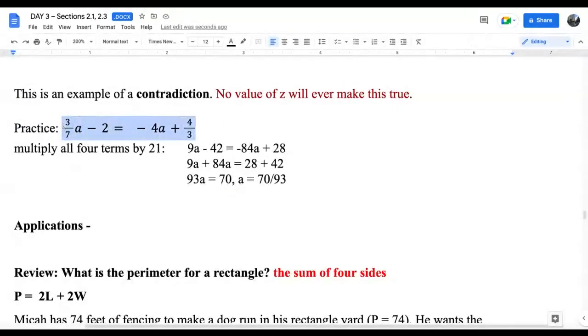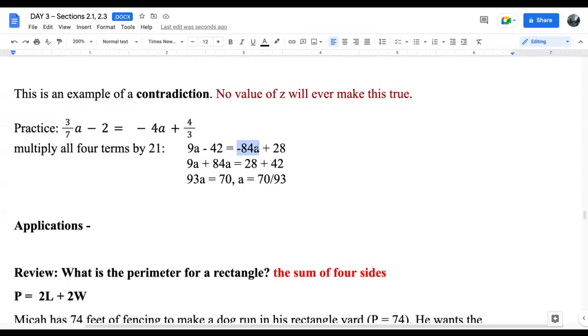Let's see this one. This one we could multiply by the common multiple 21. If we do that, 21 divided by 7, that's 3. 3 times 3a, that's 9a. 3 times negative 21 times negative 2 times 21, that's negative 42. Negative 4a times 21, that's negative 84a. 21 times 4 over 3, well, 21 divided by 3 is 7. 4 times 7, 28.